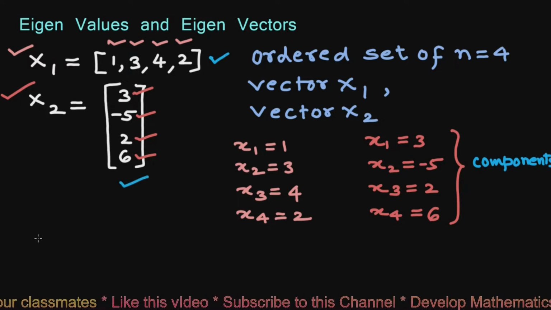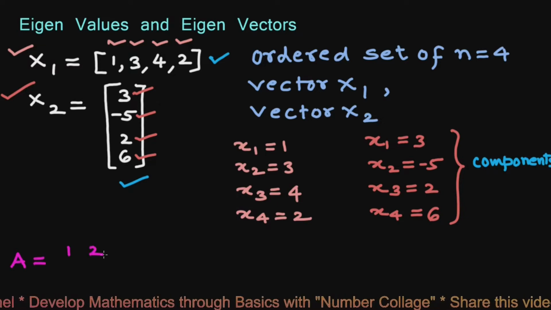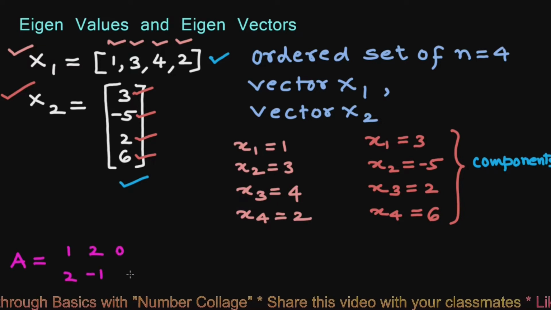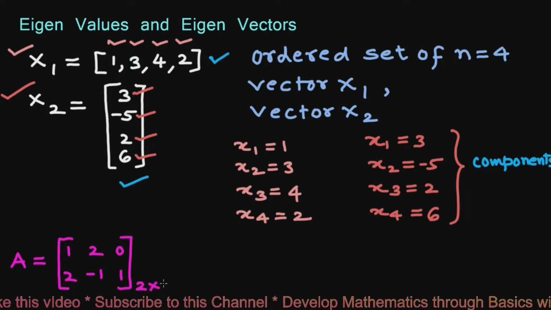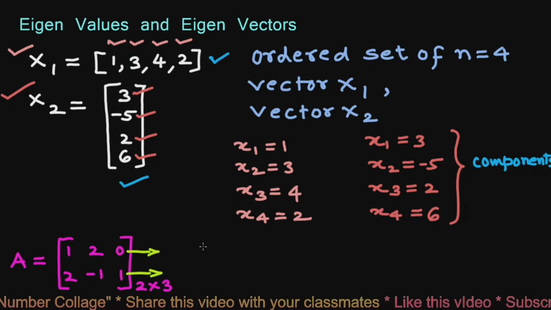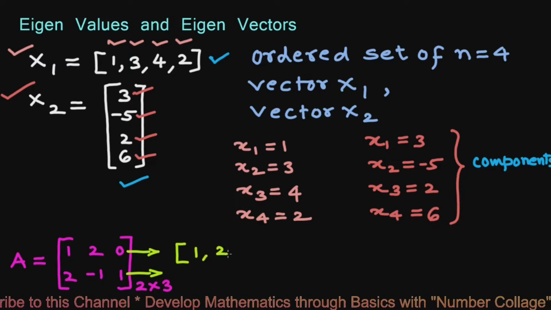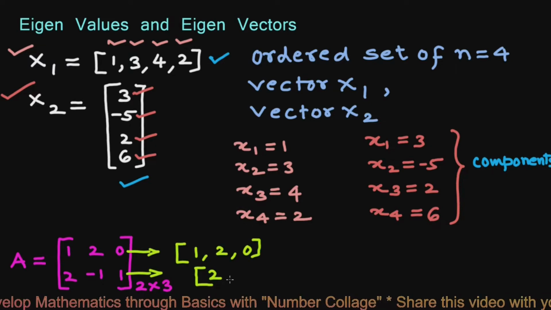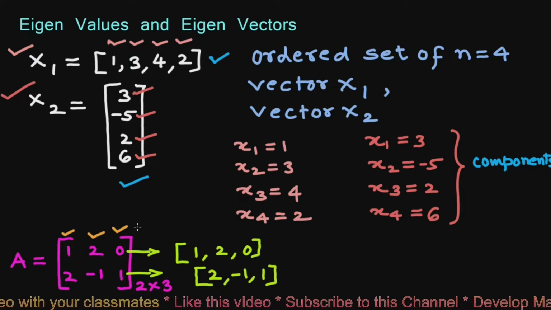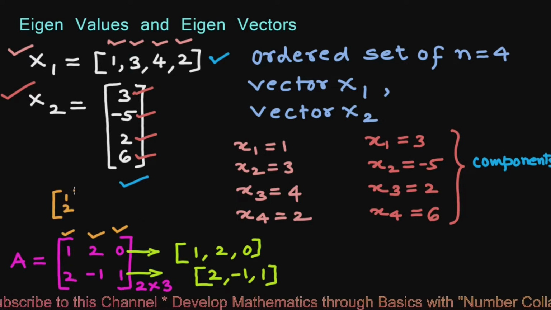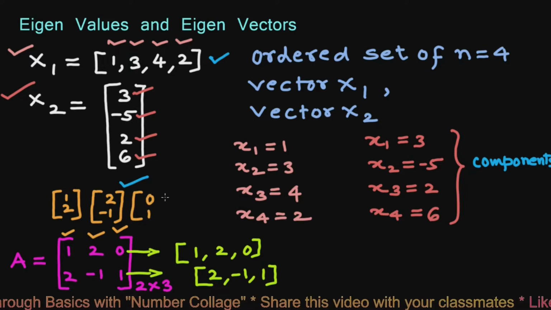In case of a matrix A, 1 2 0 and 2 minus 1 1, which is a matrix of the order 2 by 3, each row will be a row vector, 1 2 0 and 2 minus 1 1. Similarly, each column will be a column vector, 1 2, 2 minus 1 and 0 1.